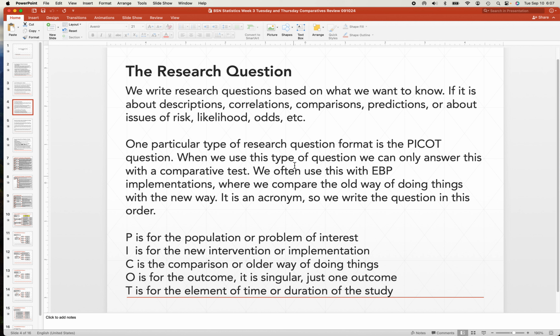O then is the outcome, and it's singular. It's not outcomes. It's just one outcome. If you want to run a study and maybe have two different dependent variables or outcomes you want to study in one research study, you would simply write that as two separate questions. T is for the element of time and duration in a study. Sometimes we see these missing from a PICO because the T is thought to be optional. So that's the PICO format.